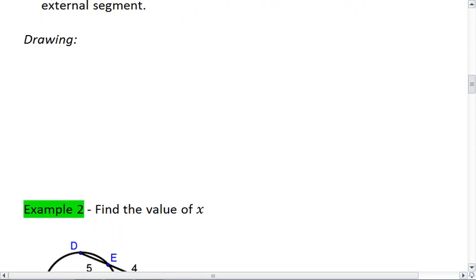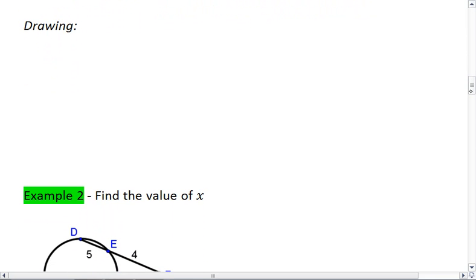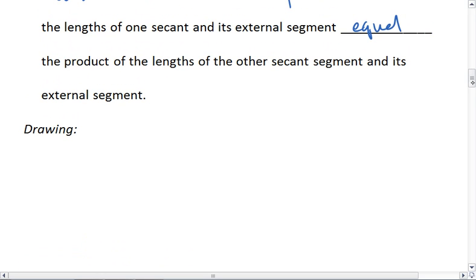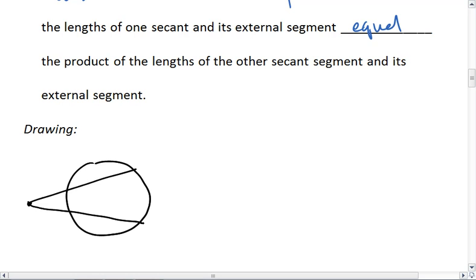All right, this seems very complicated and kind of obscure, but it will make more sense with a drawing. So what we get is we want to see two secants with a similar shared endpoint outside of the circle. We'll label these A, B, C, D, E.